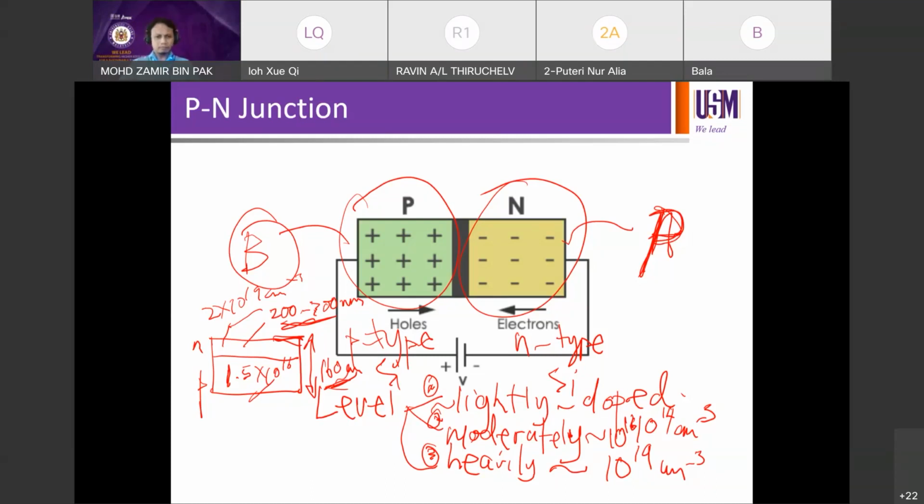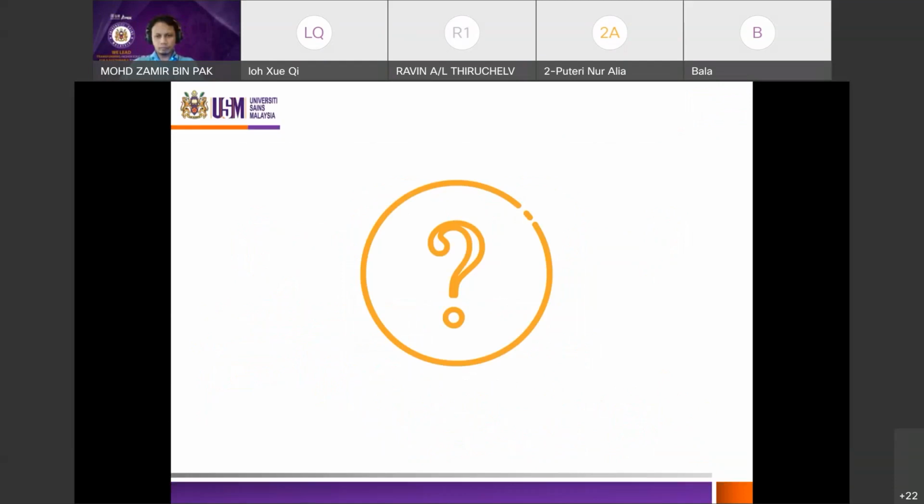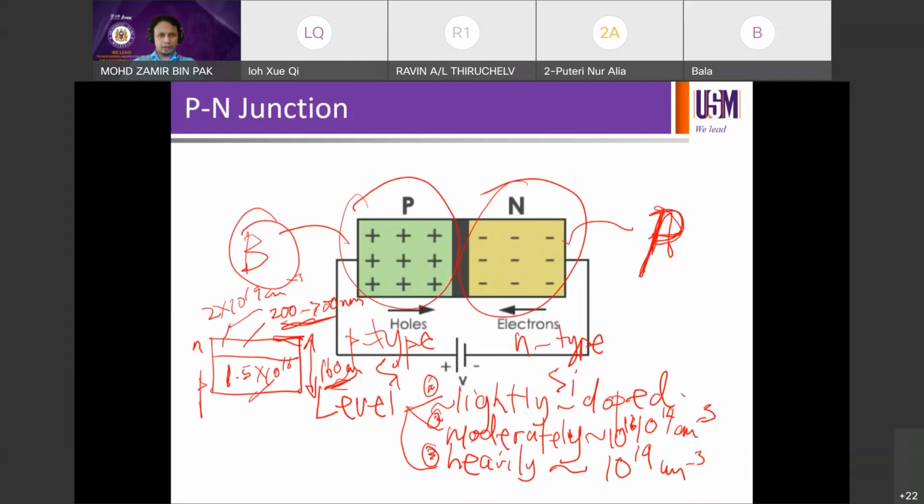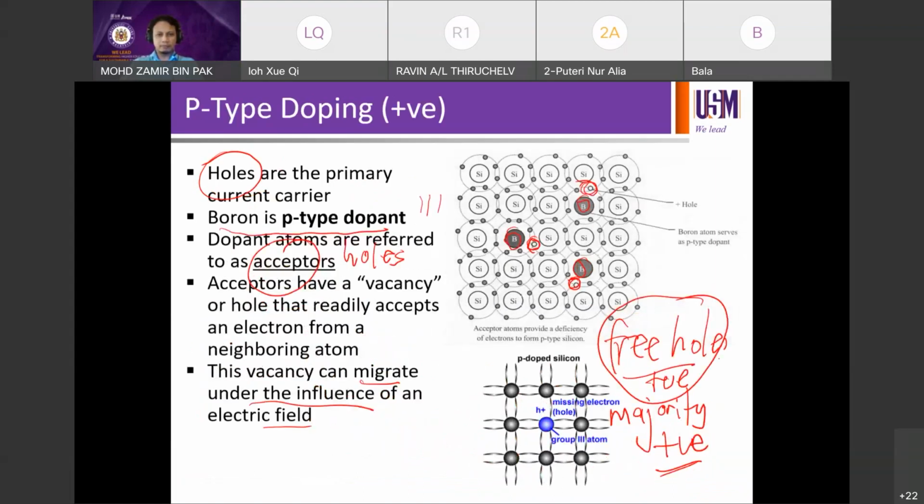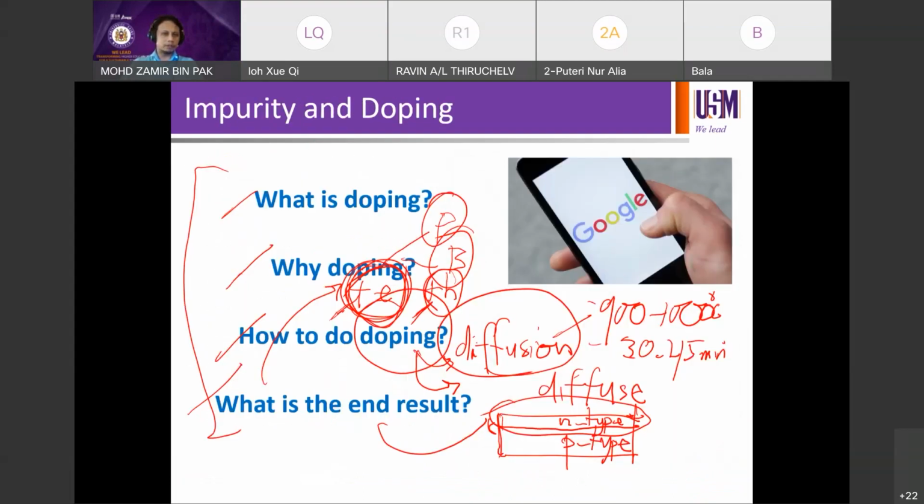Okay, so is it okay so far? We are done with this topic. I don't want to continue just yet. Our next topic would be energy gap. All right, so is it okay? Do you have any questions from this impurities and doping topic that you're not clear with at the moment?